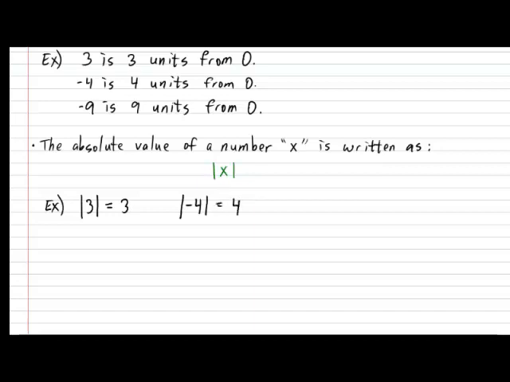And finally, we can do the same thing with the negative 9. What's the absolute value of negative 9? Well, that's equal to 9. Why? Because it's 9 units away from 0.